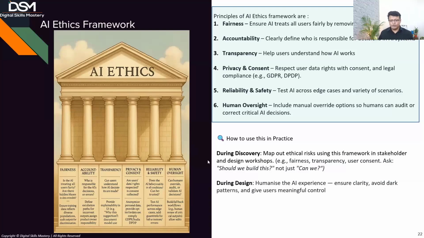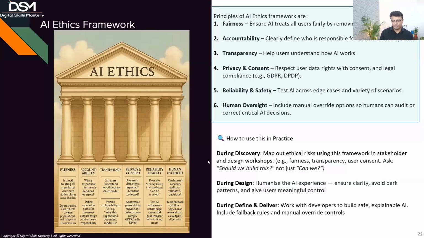During the design phase, you have to humanize the AI experience, ensure there is clarity, look at the dark patterns, and give the users some meaningful control when they are browsing through your product.